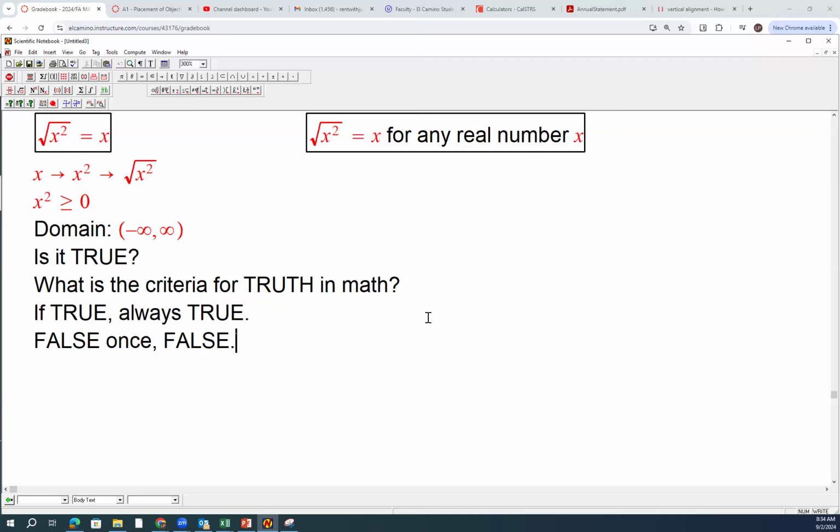Is it? So what I need to do is that if I think it's true, I should demonstrate it's true for any real number, i.e. positive number, negative number, 0. And if it's false, I only have to demonstrate it's been false once. If it's false once, then it's false. So with this criteria, I'm going to give you an example. Let x equal -1.